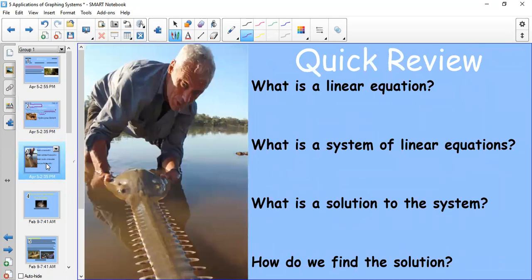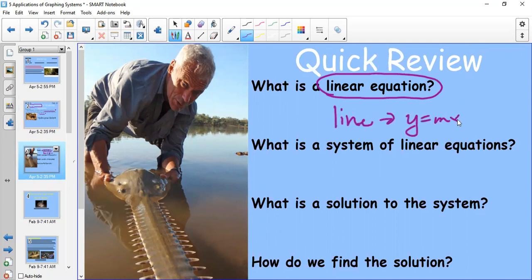All right, so first off, let's do a quick review. What is a linear equation? Equation means equals. Linear means basically a line. A lot of times we like that line to be in the form of y equals mx plus b. What is a system of linear equations? System meaning more than one. So most of the time we will have two lines. Sometimes in higher level math classes you could have 3 or 4, but usually we just have 2.